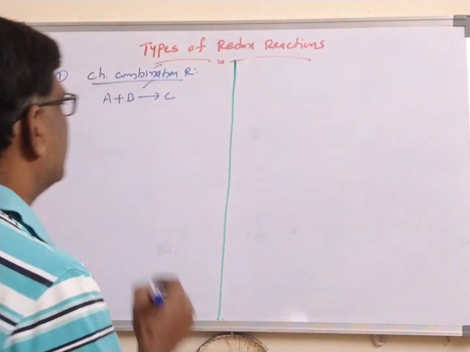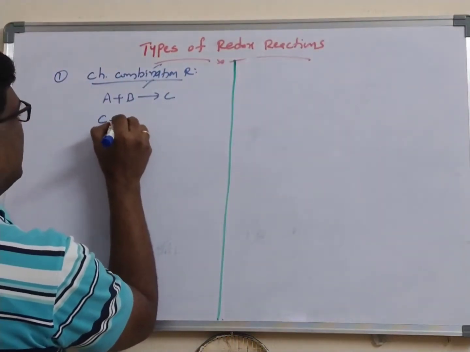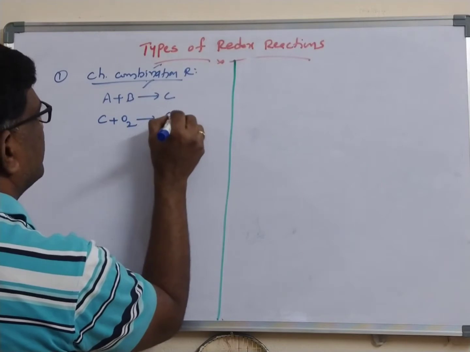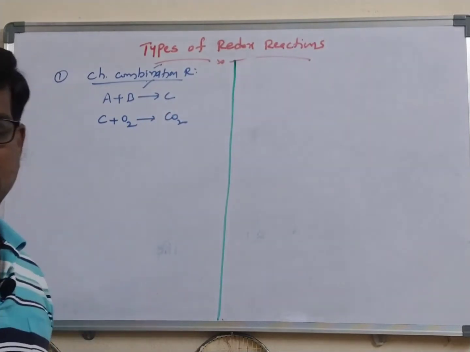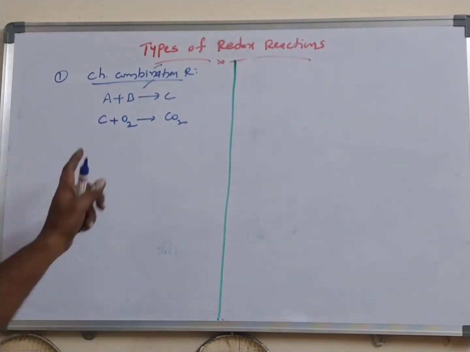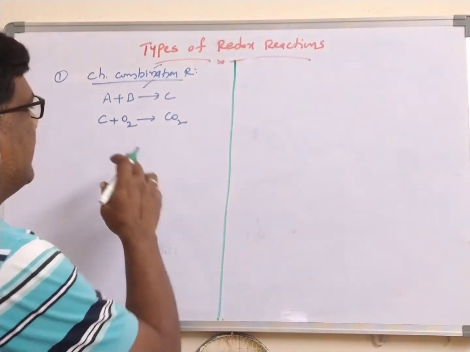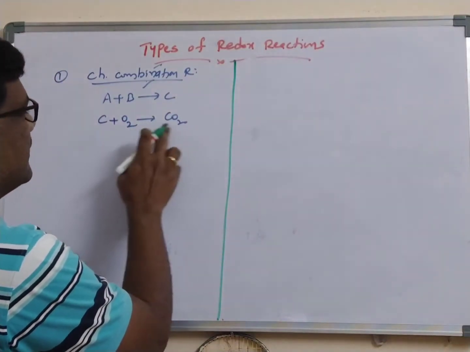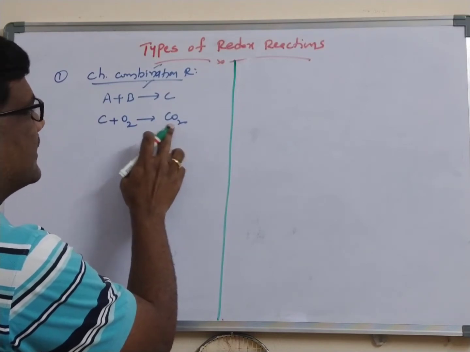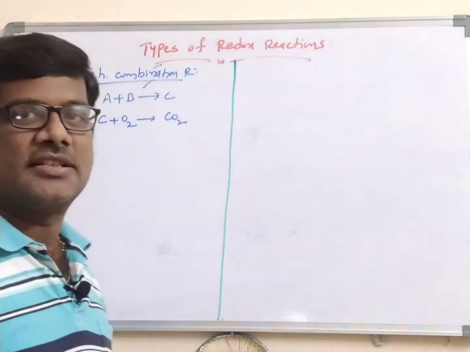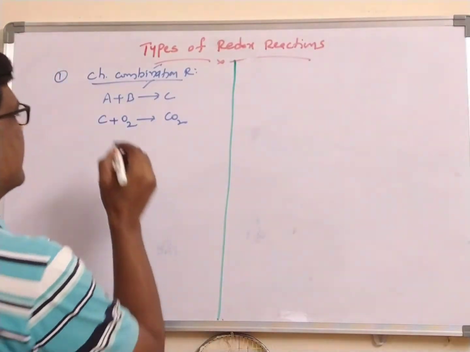I will give you the best example. Look here: C plus O2 will give you CO2, where carbon reacts with oxygen and they give you carbon dioxide. It is a combination of carbon and oxygen, giving the compound carbon dioxide. Whether two reactions are taking place in this reaction or not, let us discuss.